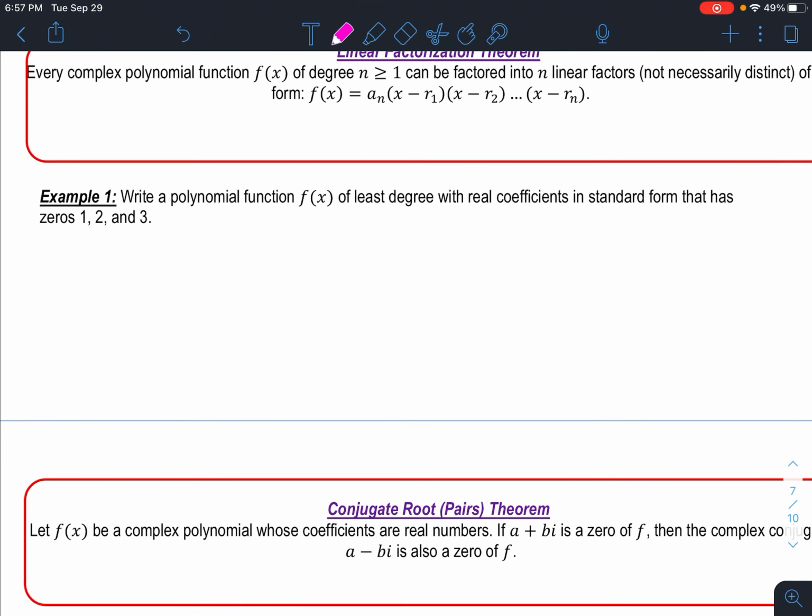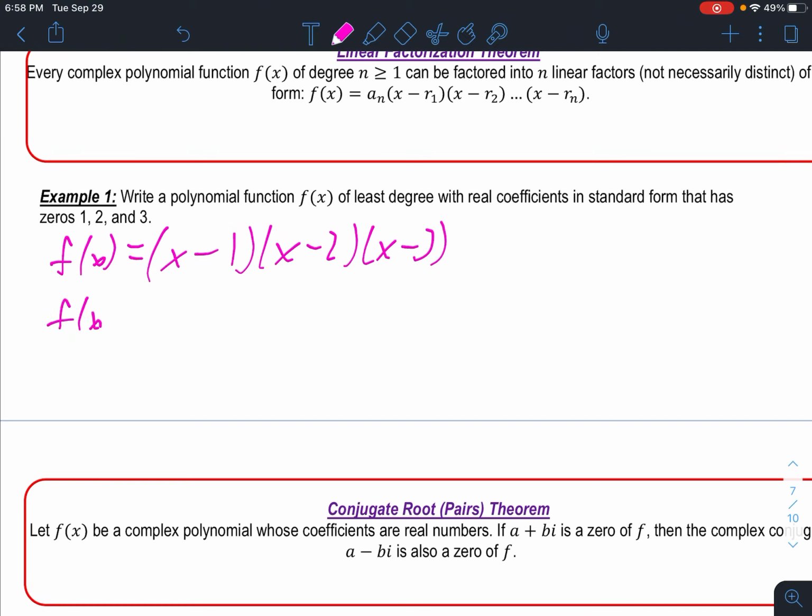So this one says, write a polynomial function of least degree with real coefficients in standard form that has zeros 1, 2, and 3. So it's called f of x, so we're going to call it f of x. And I know it's going to be x minus 1, x minus 2, x minus 3. Because those are the zeros. So to simplify this, we can just multiply x minus 1 times x minus 2. We get x squared minus 3x plus 2 times x minus 3.